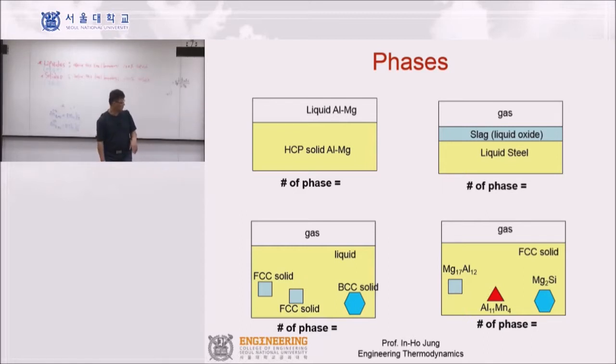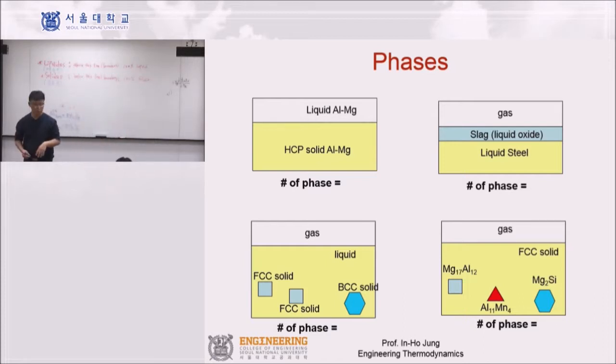1, 2, 3, 4, 5. Do we have 4 or 5? 4. How many? 5. You are very wrong. You see, there's the FCC solid phase. It's physically apart from each other, but it's the same phase. Okay? So physical separation doesn't actually count as a phase.